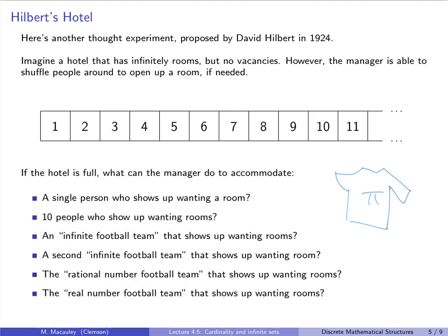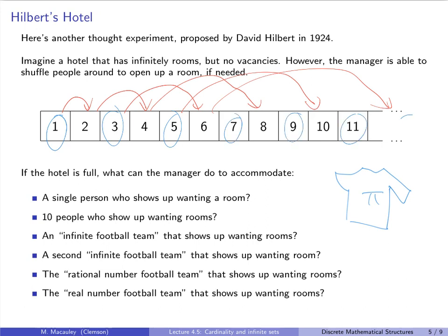So when the rational number football team shows up, the manager gets on the speaker and says, okay, I need everybody to do the same thing that you just did. Go into the room that's double your room number. So 1 goes to 2, 2 goes to 4, 3 goes to 6, 4 goes to 8, 5 goes to 10, 6 goes to 12, and so forth, leaving open the odd-numbered rooms. And the manager has a plan for how to fit this rational number football team into these odd rooms. And I'll show you that on the next slide. But that said, when this next bus pulls up, the real number football team, the manager gets on the speaker and says, I'm sorry, we can't fit you. We have no vacancy. And that I will show you in a couple slides as well.